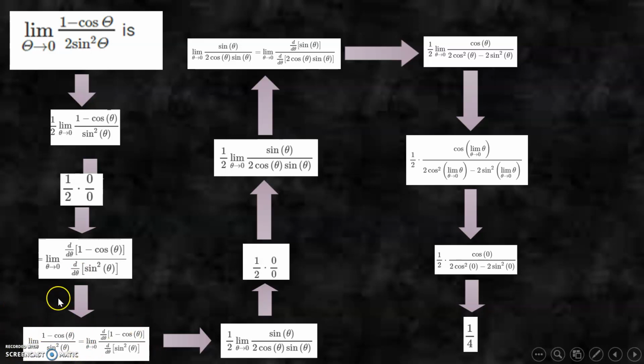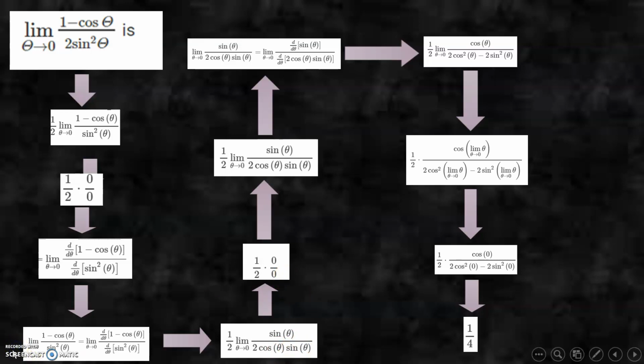Thus, in the fourth step, I found the derivative of the numerator and denominator, giving us the next equation, which is 1 over 2 times the limit as theta goes to 0 of sine theta over 2 cos theta sine theta. If you're confused about how we got from this to here, it's by using the sum rule and differentiation. After this step, we are also going to evaluate the limits of both the denominator and the numerator, giving us the limit of sine theta, which is equal to 0, and 2 cos theta sine theta is also equal to 0.